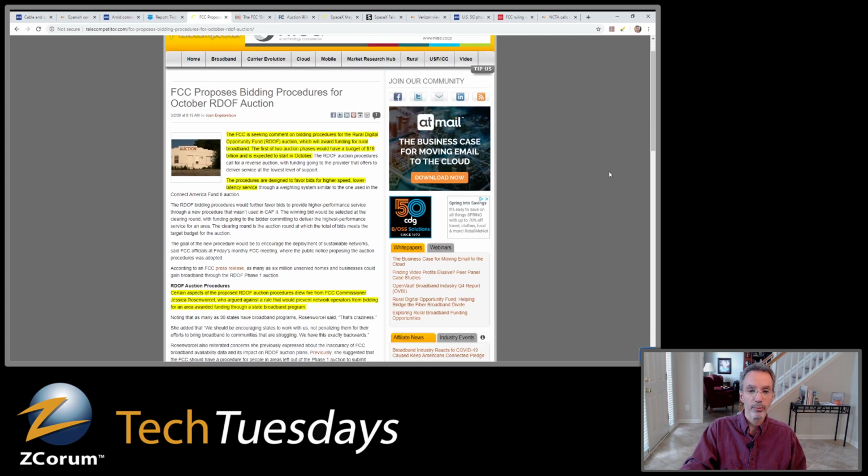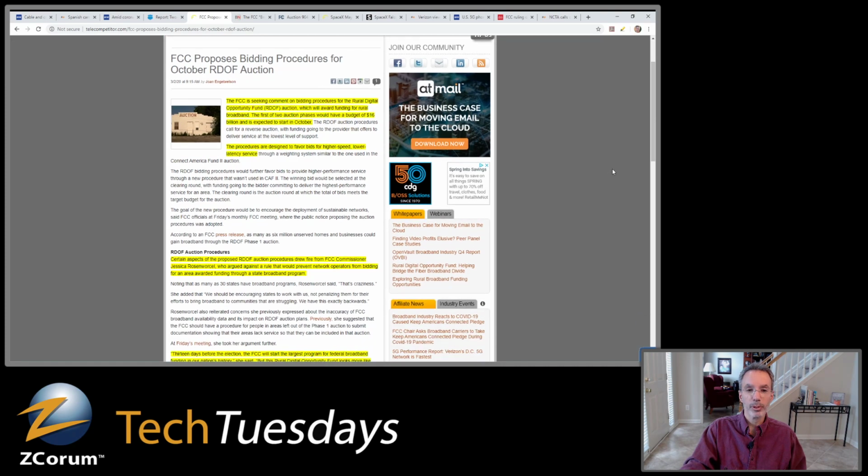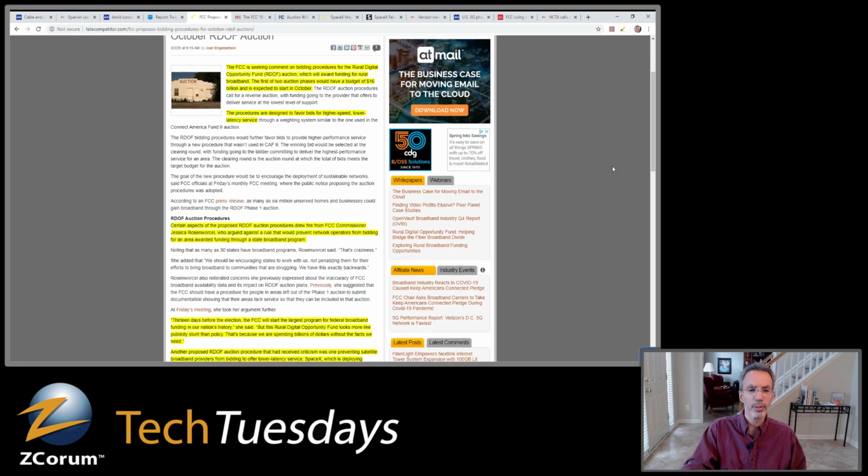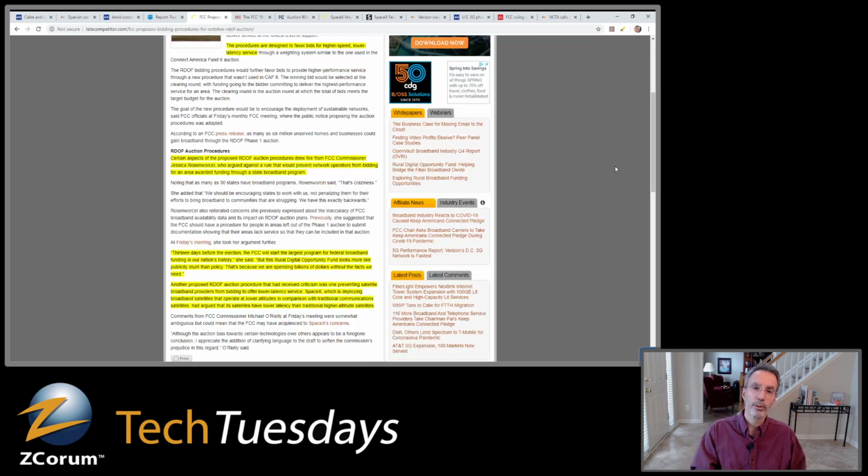So they're seeking right now procedures for this bidding that they're going to be doing, and that's going to have a budget of $16 billion, and they're expected to start this in October, so that's coming up. And they're again looking at ways to provide higher speed internet into rural areas, high speed internet and low latency. So they're really going to be focusing on that.